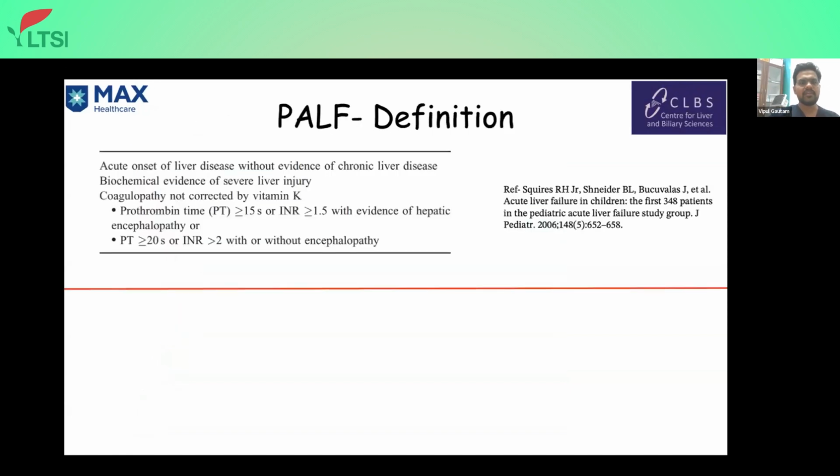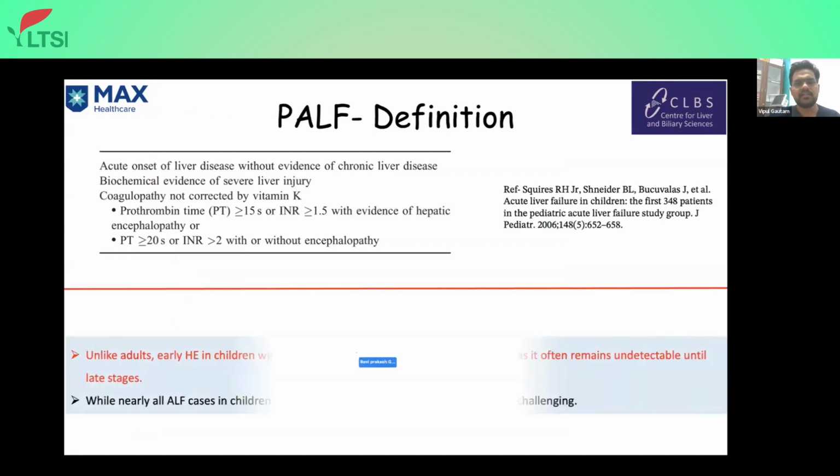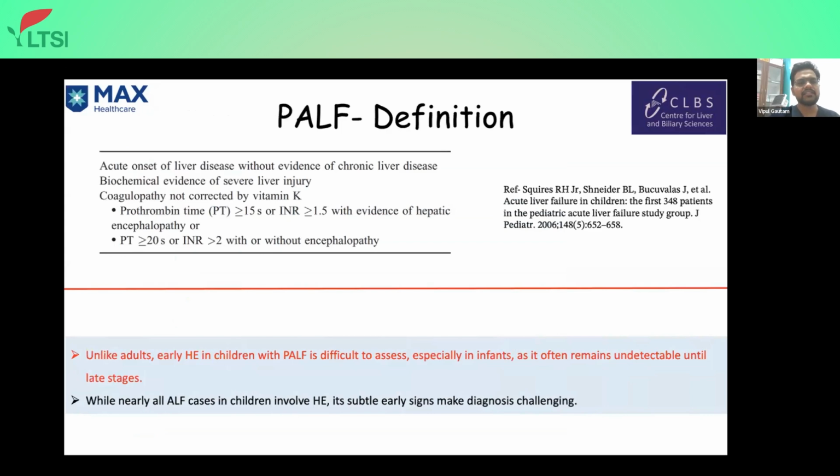Yeah, so everybody knows the definitions of ALF, but pediatric is a little different. The main difference is hepatic encephalopathy. Unlike adults, early HE in children with PALF is difficult to assess. They are always irritable, crying because of various factors. So we just can't say they are in hepatic encephalopathy. So it becomes quite difficult to assess ALF. So by definition, if INR is more than 2, even without HE, this is PALF.